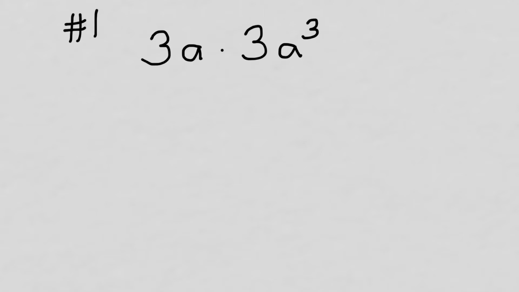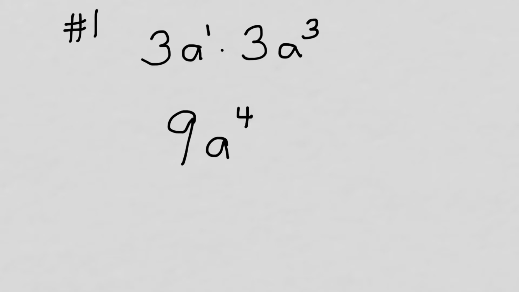All right, let's take a look at what we've got here. We've got numbers. We've got coefficients in front of the variables. 3 times 3, that is going to be 9. All right. Now we've got a times a cubed. And if you remember, a is the same thing as a to the first. And in this situation, we add exponents. We add the exponents together. A to the first times a cubed gives you a to the fourth. That's all there is to that one.